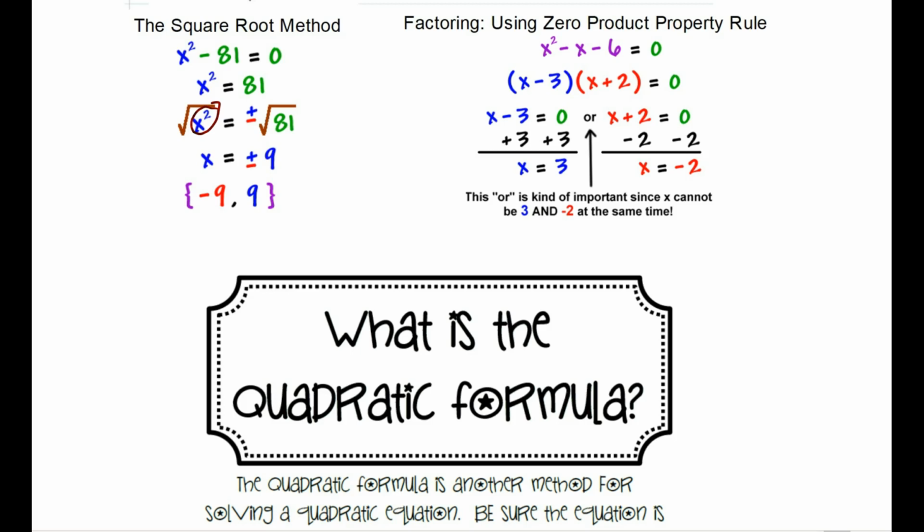Boom. Factoring using the zero product property, which says that if a times b equals 0, then a is equal to 0, or b is equal to 0, or both a and b are 0. Okay? So we factor, right? And then we say you have to be 0, you have to be 0, or both of you have to be 0. So that's what we did there.